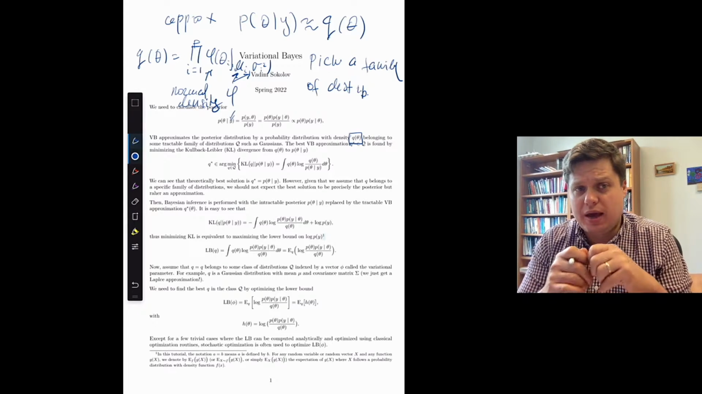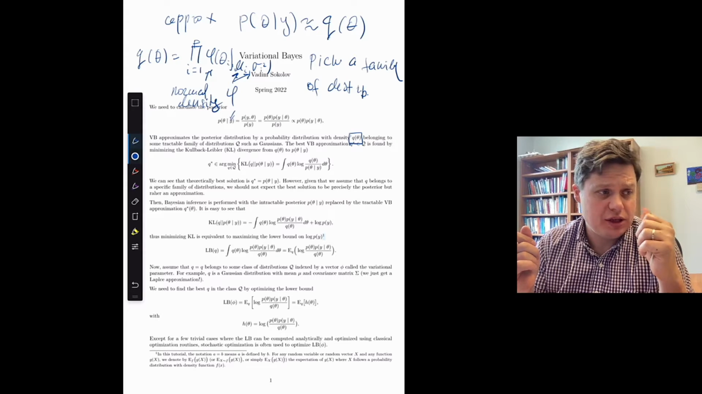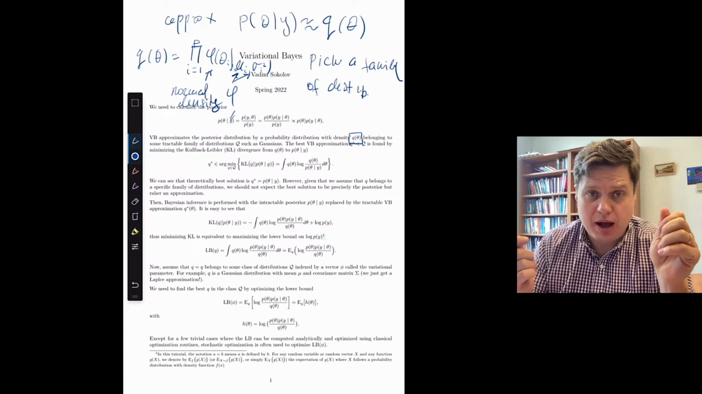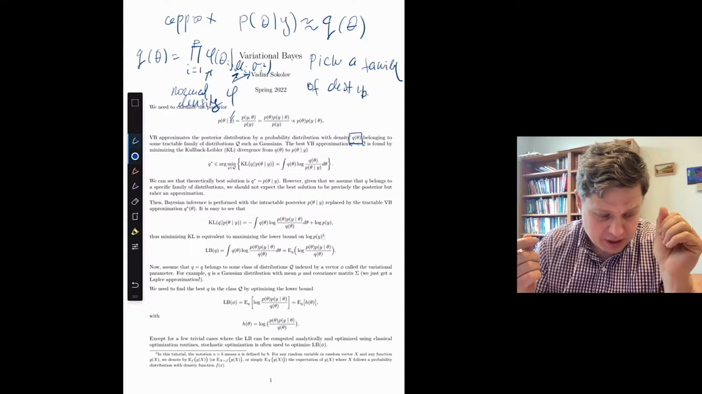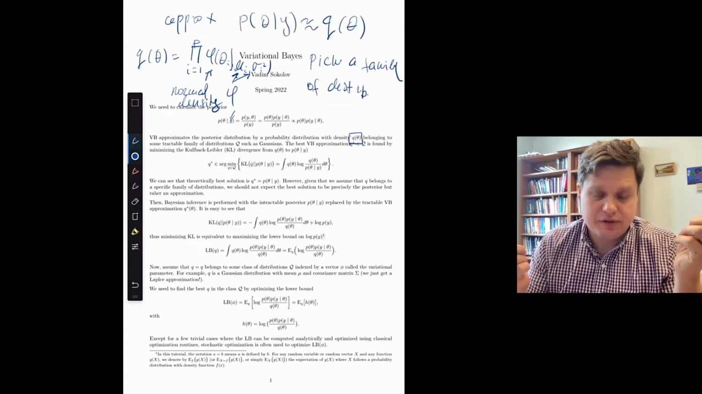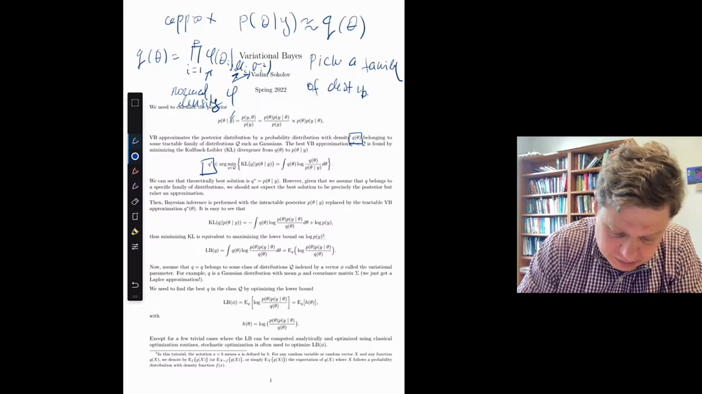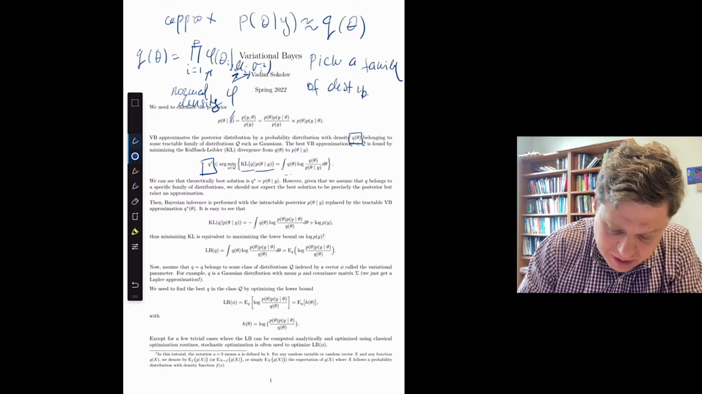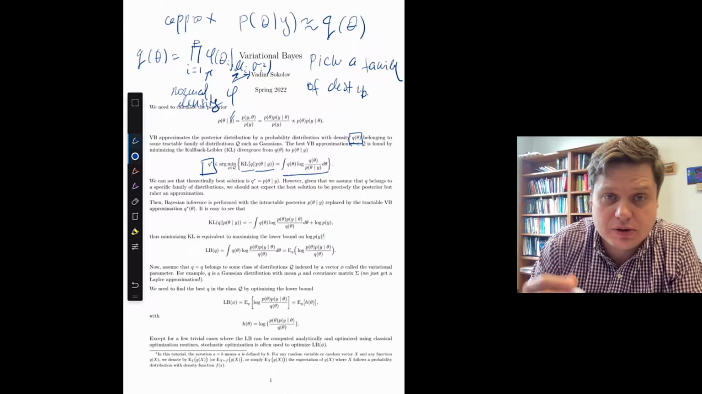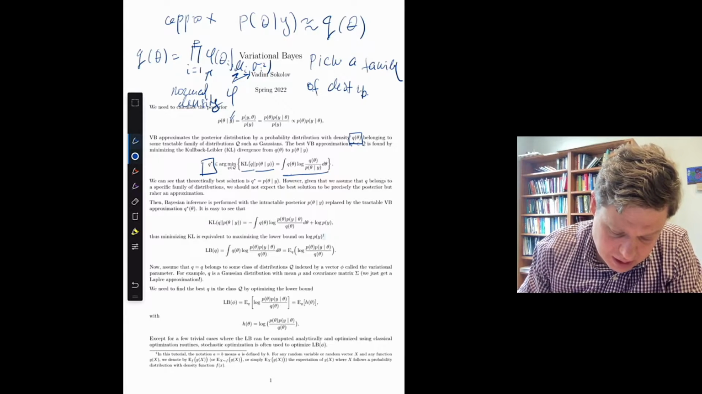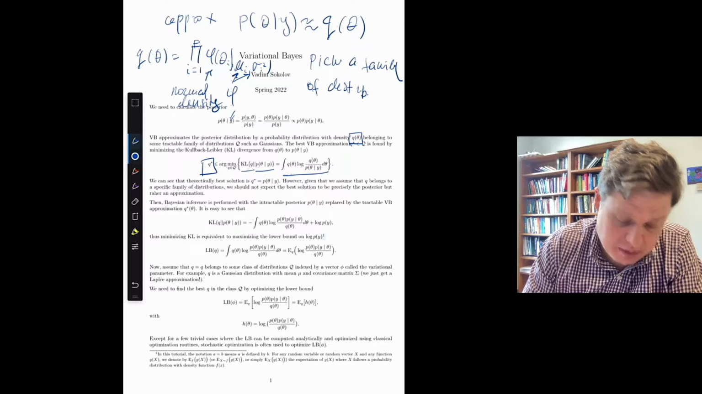It's just a way of measuring the difference between two distributions, and we're going to calculate the KL divergence between distribution Q and distribution p of theta given y, our posterior, and we're going to find the Q that minimizes this KL divergence. We're going to call it Q star. The KL divergence is given by this integral: Q times the log of the ratio of Q and the posterior that we're trying to approximate. And again, this is just a minimization problem.